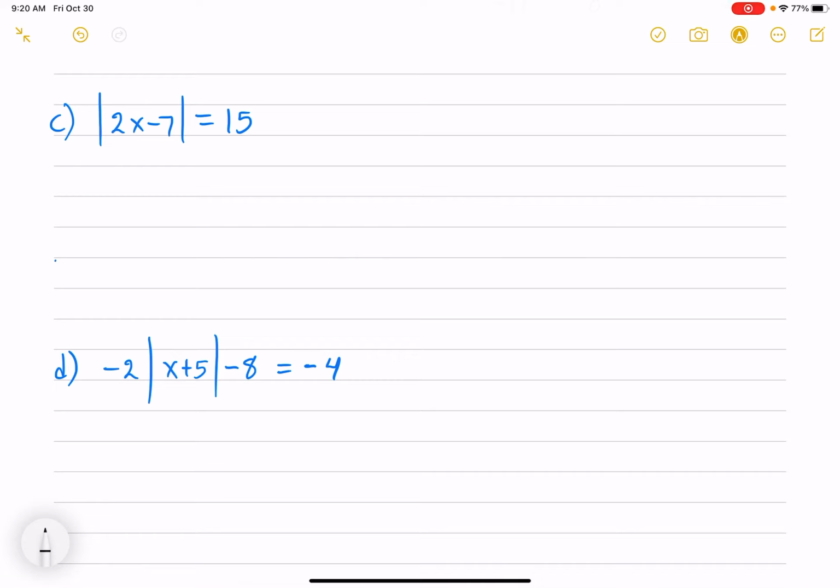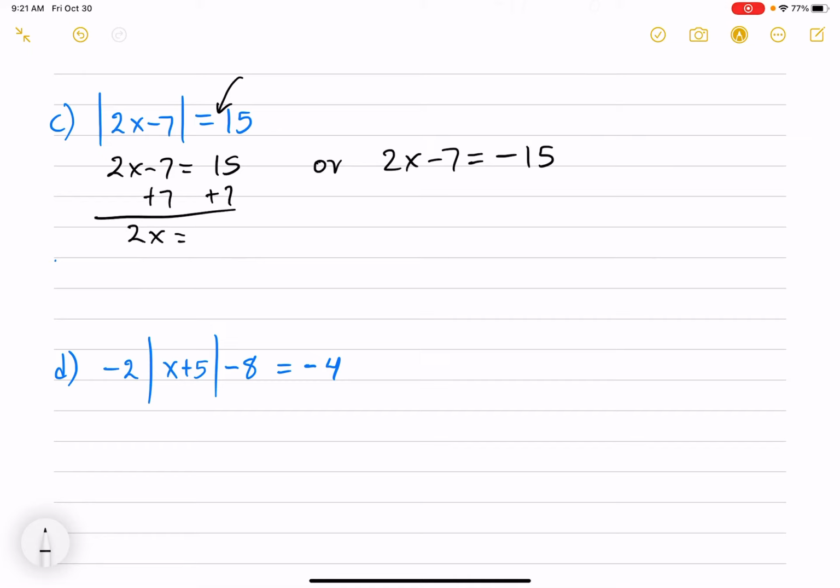So this is going to be 2x minus 7 equals 15, or 2x minus 7 equals negative 15. Please note again, we only change the sign on the outside number. We leave the inside of the bars alone. Adding 7 to both sides to solve this equation here will give us 2x is equal to 22. And then dividing both sides by 2 will give us x is 11. That's one of the answers.